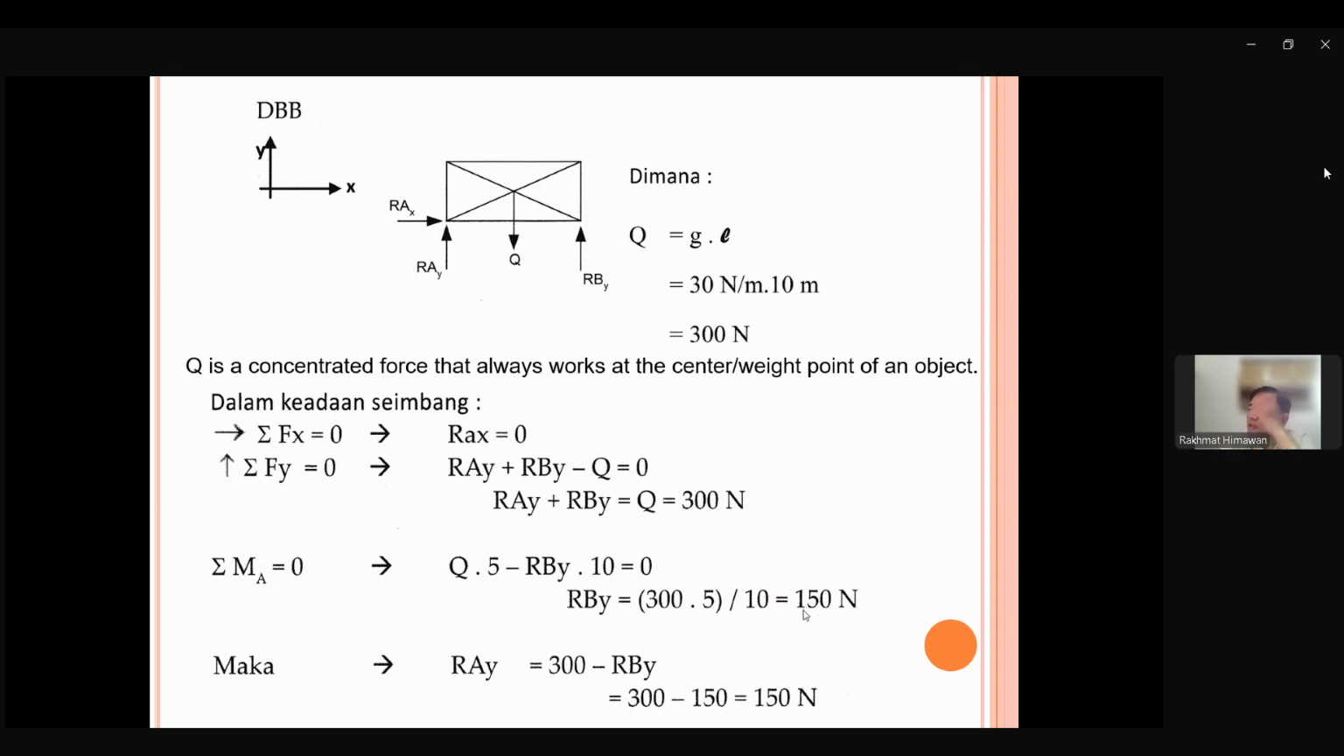So we know RBY, we just put the RBY in this equation and find that RAY is 150 Newton as well. Okay. Any question for this?